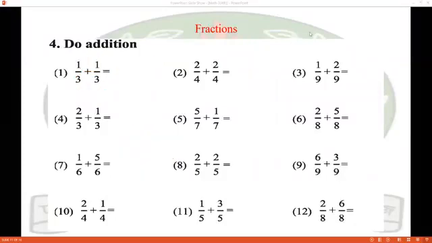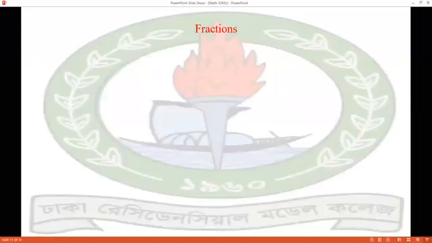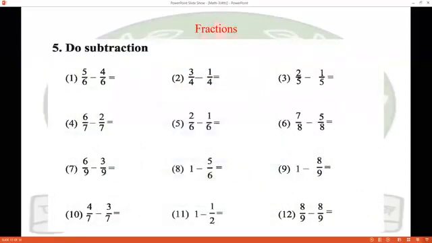You save it in your device and you solve it for practice. For subtraction, we already solved some subtraction for your home practice. You can save it in your device. You can collect this math from your textbooks. You have to solve it at home. This is the home practice. These are some common subtraction math, that is 12 subtraction of fractions problems. You can solve it.